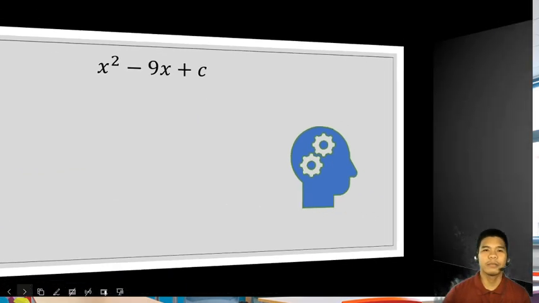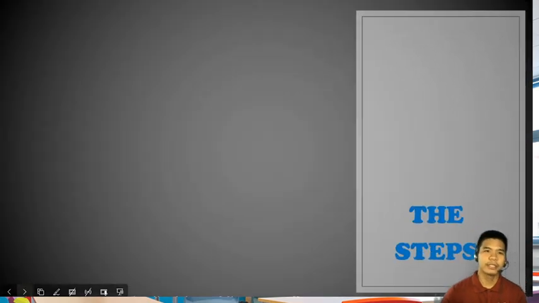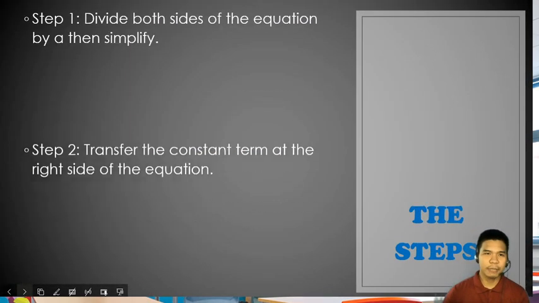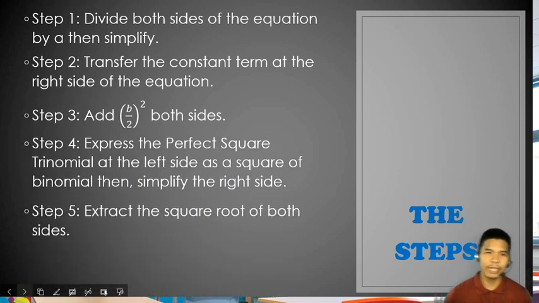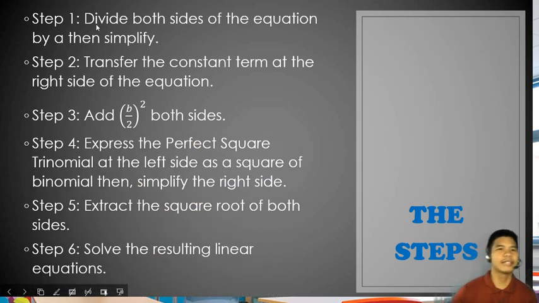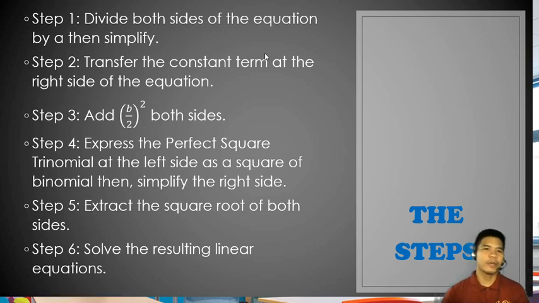Okay, so I think we can now proceed with the steps. Okay, so we have 6 steps here that we're going to follow later. Ayan, basahin muna natin. Step 1, divide both sides of the equation by a. Then simplify. Step 2, transfer the constant term at the right side of the equation. Step 3, add quantity b over 2 quantity squared both sides. So ito yung ginawa natin kanina. And then step 4, express the perfect square trinomial of the left side as a square of binomial, then simplify the right side. Okay? Yan yung gagawin natin.